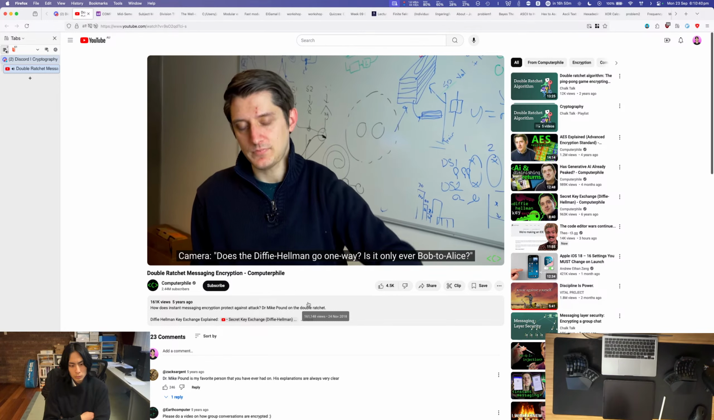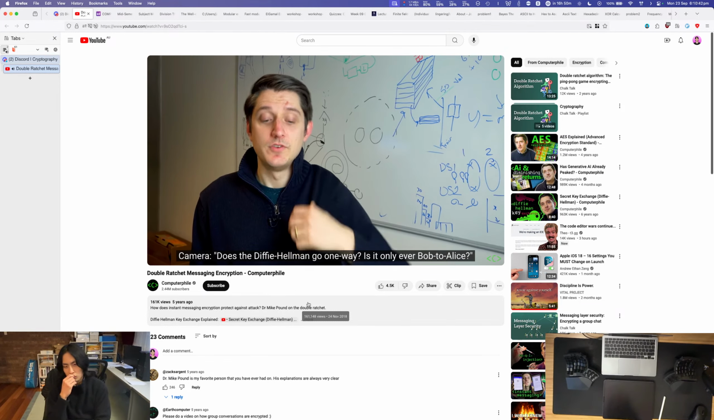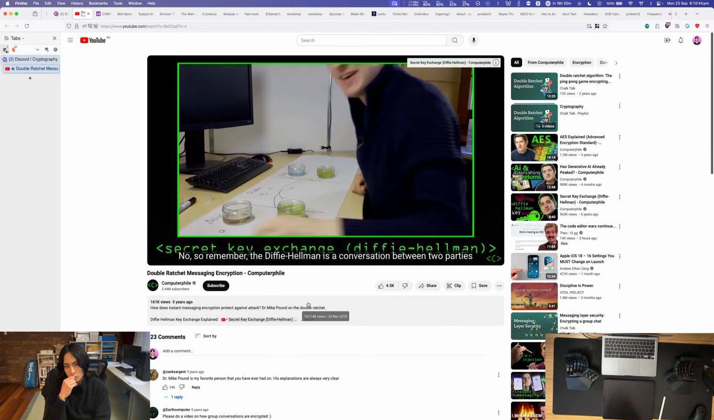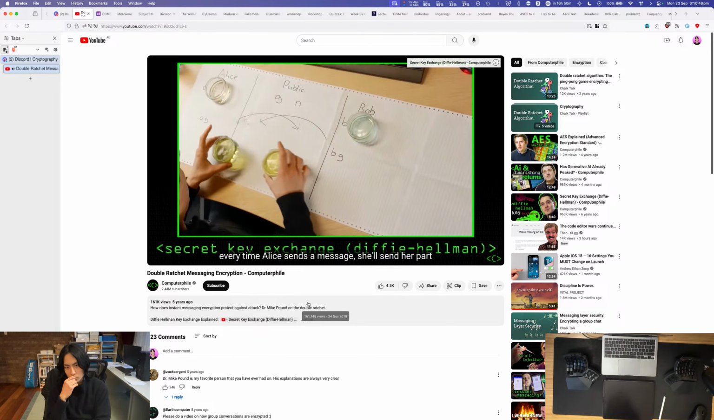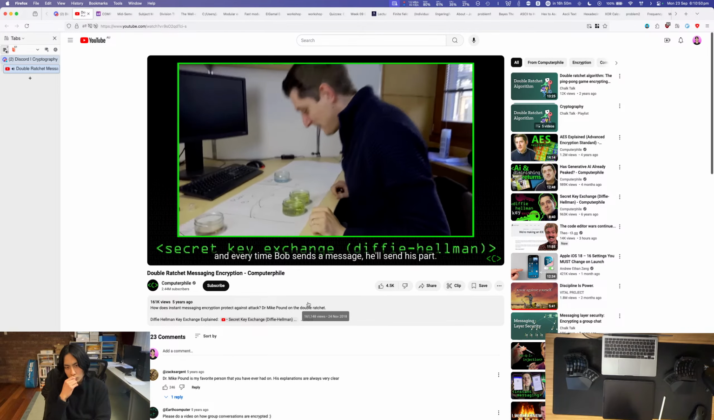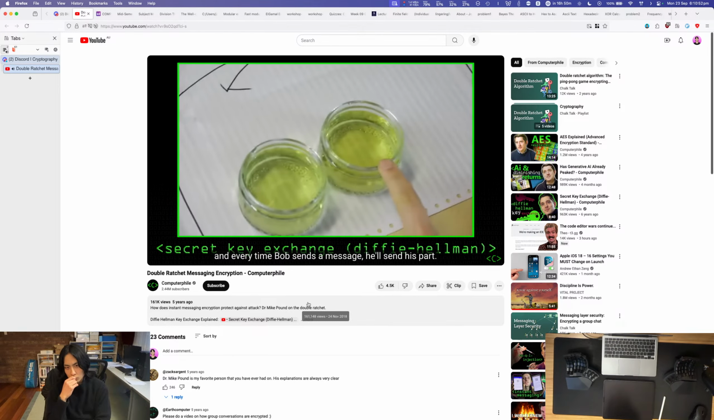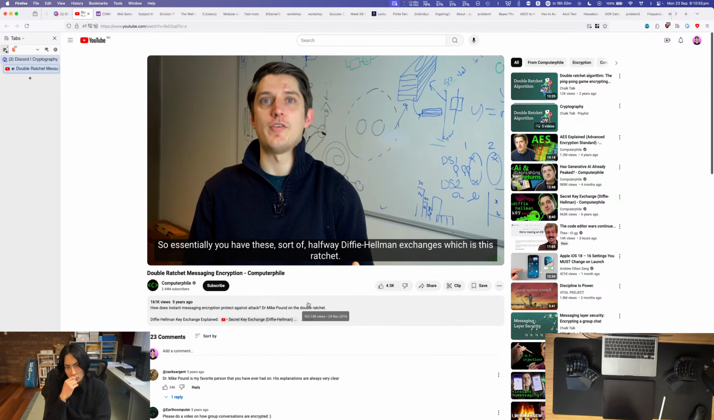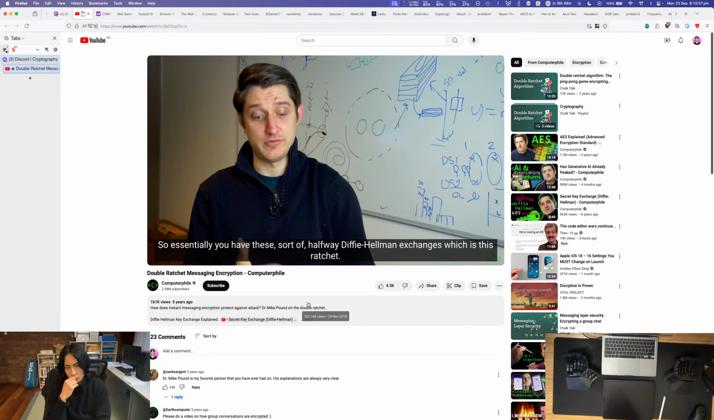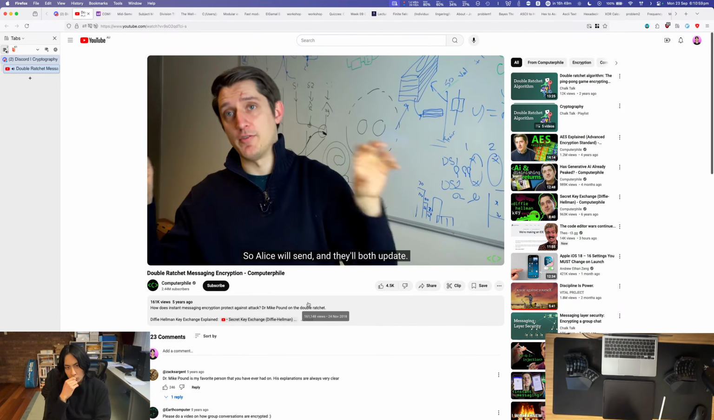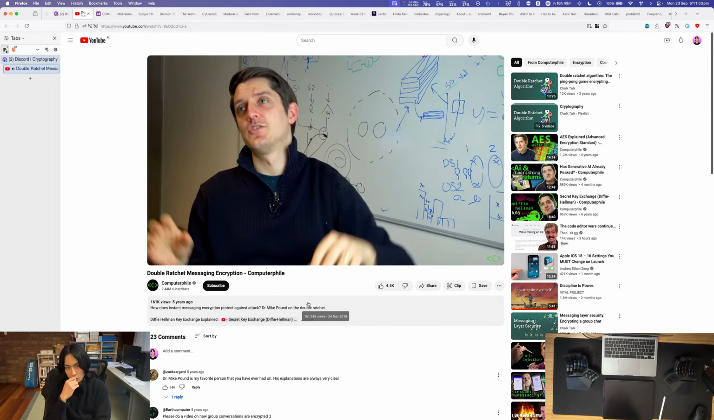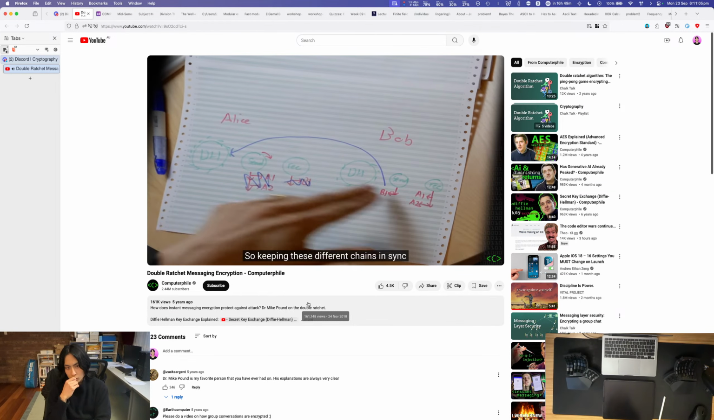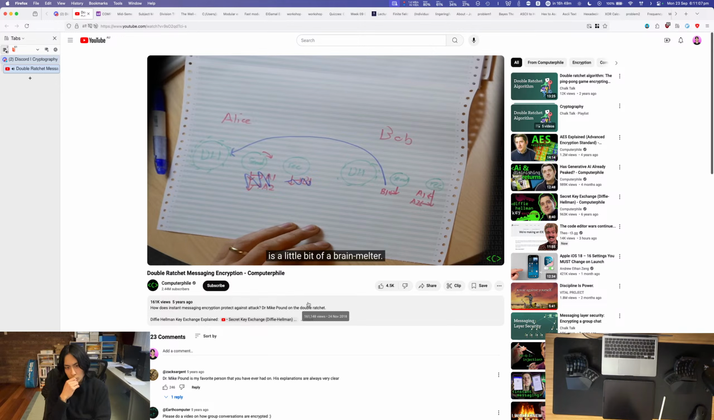Does the Diffie-Hellman go one way? Is it only ever Bob to Alice? No, so remember, the Diffie-Hellman is a conversation between two parties. They both have a public key, so every time Alice sends a message, she'll send her part, and every time Bob sends a message, he'll send his part. So essentially you have these sort of halfway Diffie-Hellman exchanges, which is this ratchet. So Alice will send and they'll both update. Bob will send and they'll both update. Alice will send and they'll both update. So keeping these different chains in sync is a little bit of a brain melter, right?